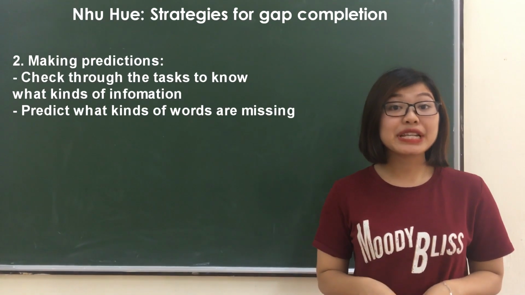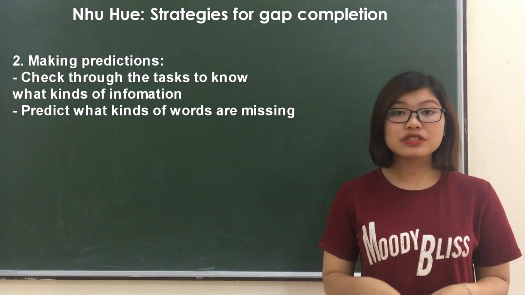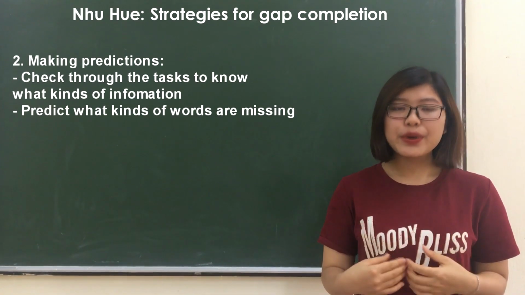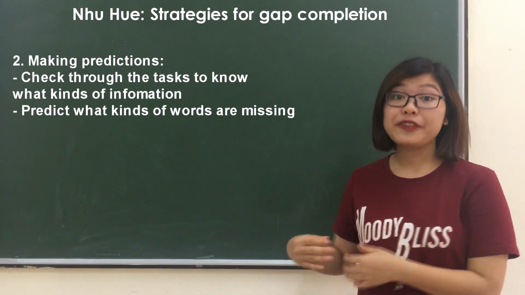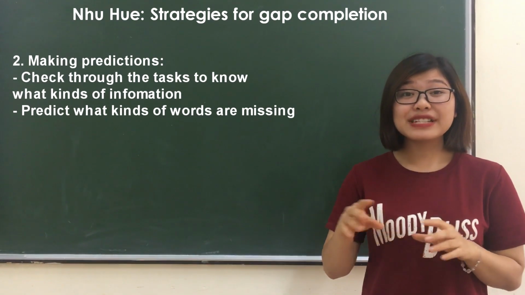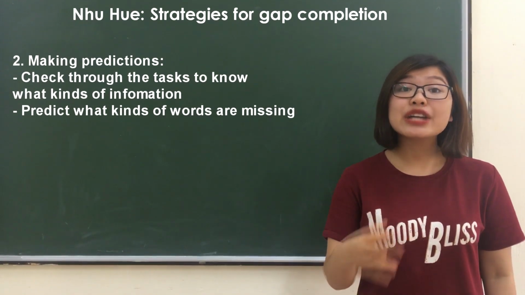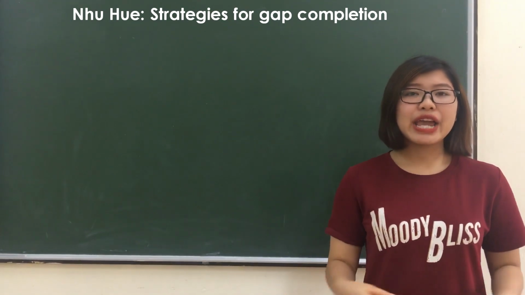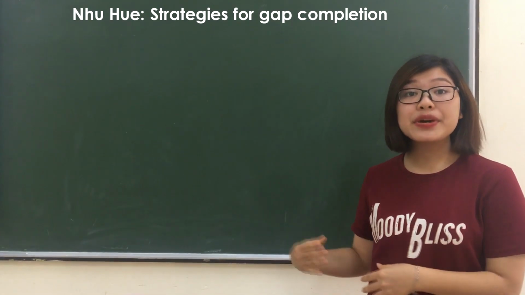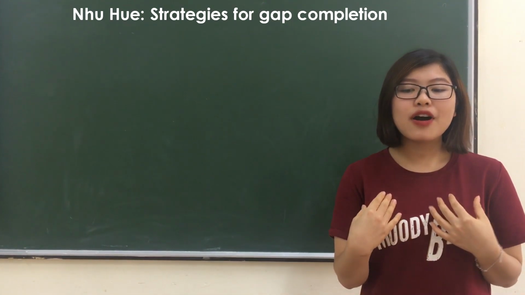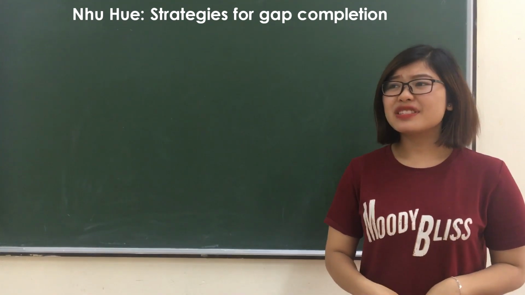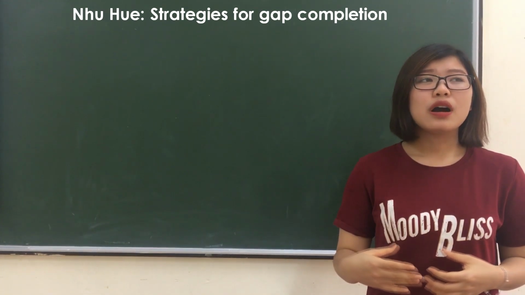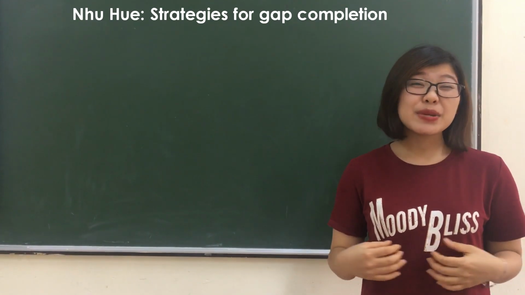Secondly is making predictions. There will be some time before the recording. You should check through the task to know what kind of information you have to put in. Please take advantage of the time given to you and try to predict what kind of word form is missing. The gap can be a noun, a number, a name, or an address. The word before or after the gap will help you to know what is missing.